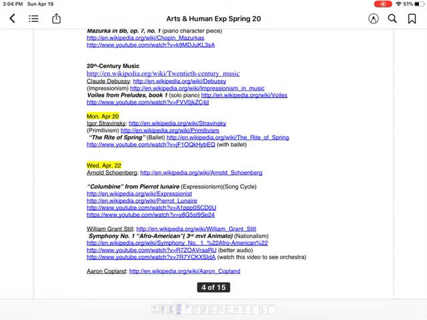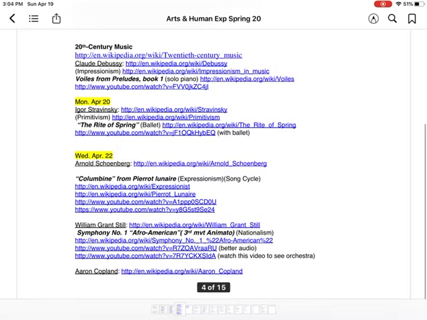Today we will be focusing on nationalism in music. We talked about that before. I mentioned it in the introduction to contemporary music. Just so there is no confusion, under Wednesday, April 22nd, you see on the syllabus, Arnold Schoenberg. Remember, we covered that last class.